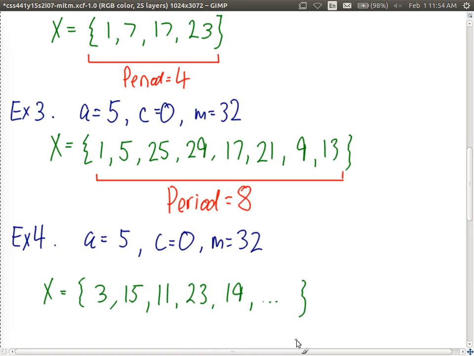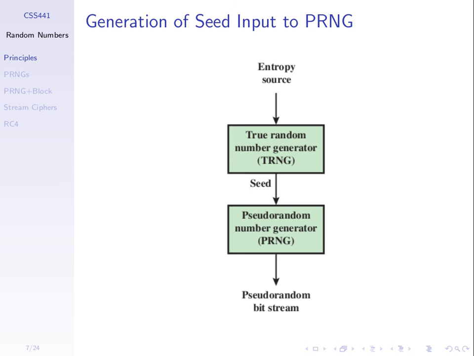Start with a random number. How do we choose a random number? For our random number generator, using a true random number generator is the best approach. So that comes back to this picture. We saw an example of a pseudo-random number generator, LCG. It takes a seed as an input. Where should that seed come from? It should come from some other random number generator. On your computer, you need to take some measurements and get a true random number to get the seed. So that's the common approach.